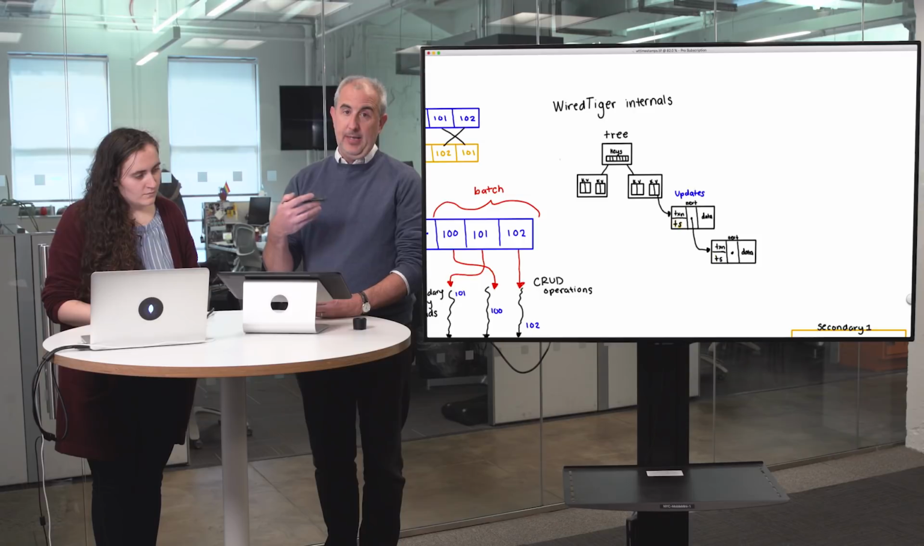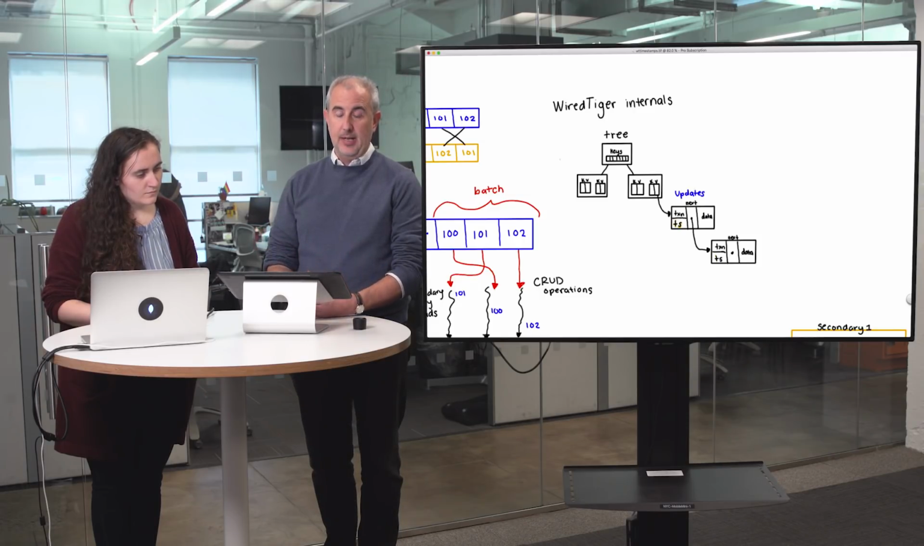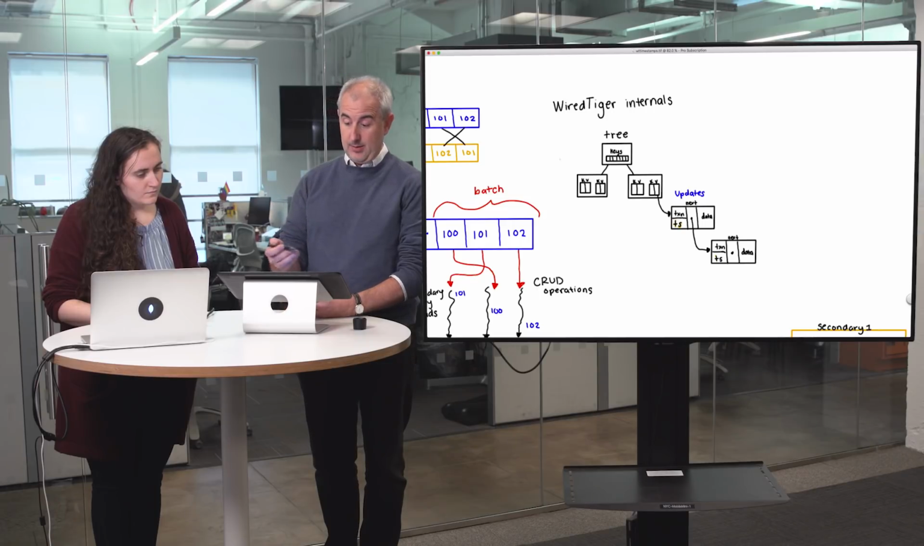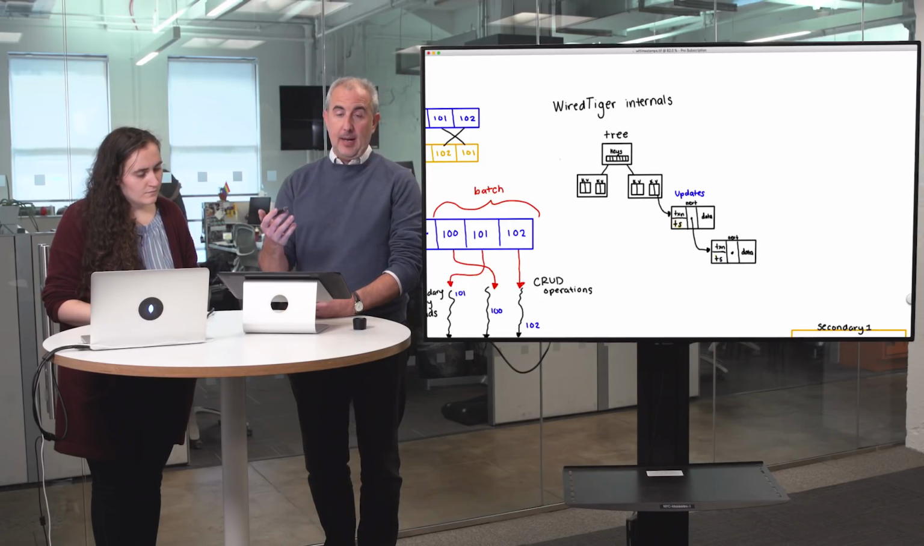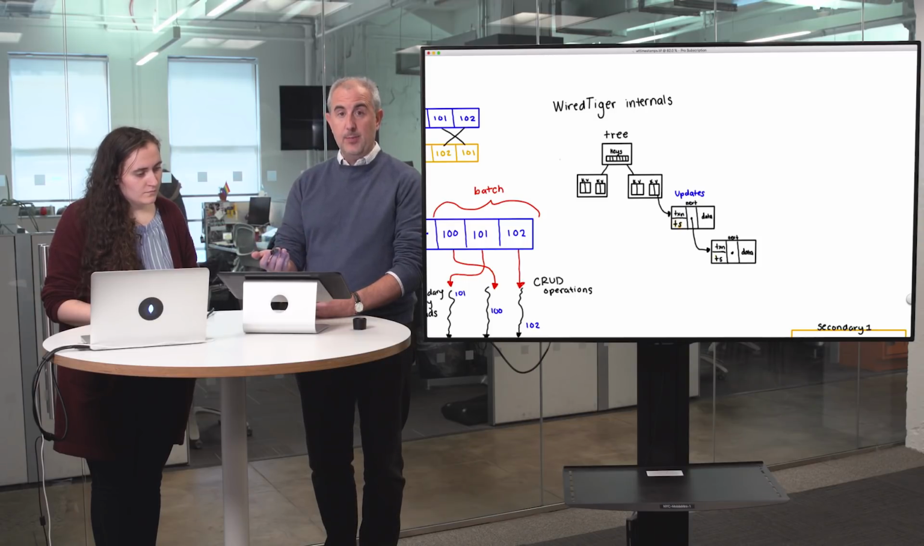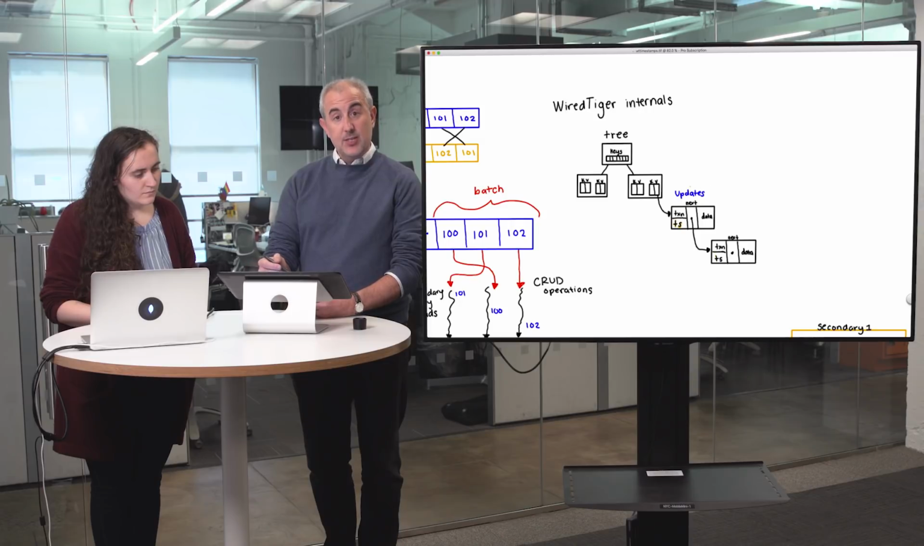And these values might be the BSON for a document, or they might be the index entries that are used to store indexes. And anytime one of those things is updated, so if you change a document or you insert a new document, we create one of these things that WiredTiger calls an update structure.